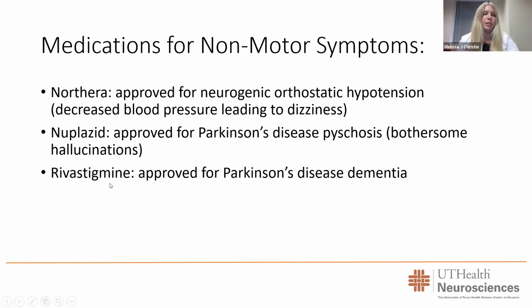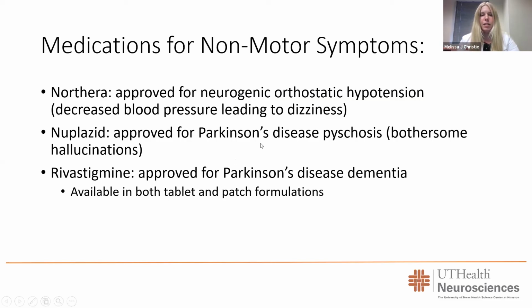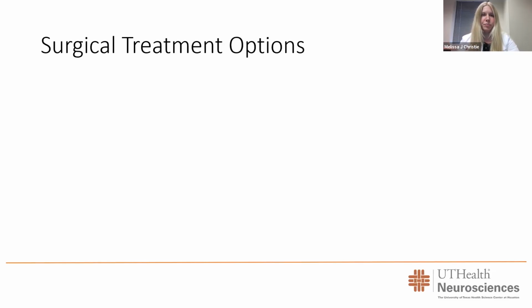So rivastigmine is the only one that is FDA approved specifically for Parkinson's disease. And this is available both in a tablet and a patch formulation. So not all insurance plans will cover the patch, even though it is generic, but it's a nice option if you're already feeling like you're taking a lot of tablets already, and it's a 24-hour release patch, so it also gives the medication kind of continuously.